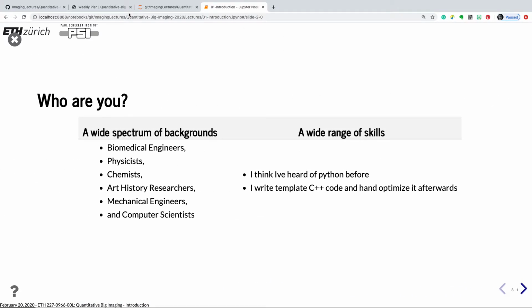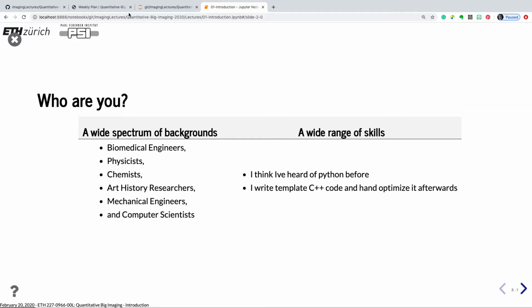So who are you? There is a wide spectrum. I looked at the list and you come from very diverse places. So we have biomedical engineers, we have physicists, chemists. I also saw a statistician, a mechanical engineer, a computer scientist. So it's really a great variation of people coming here to this course.